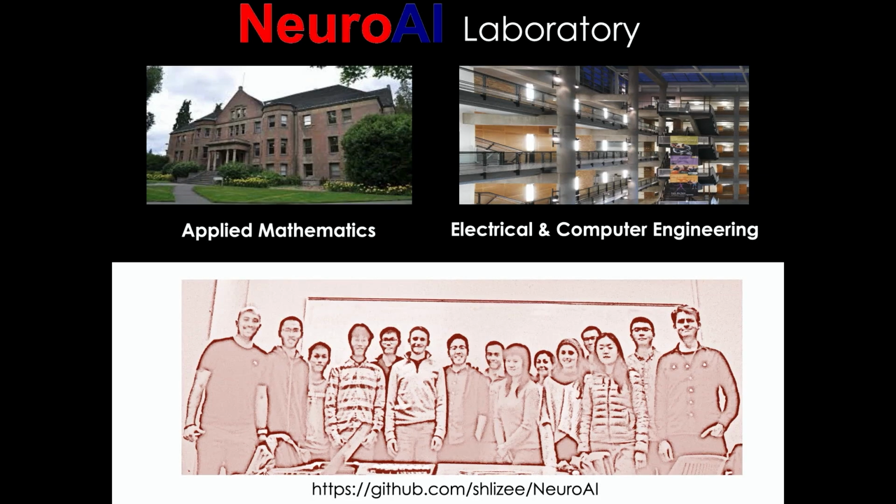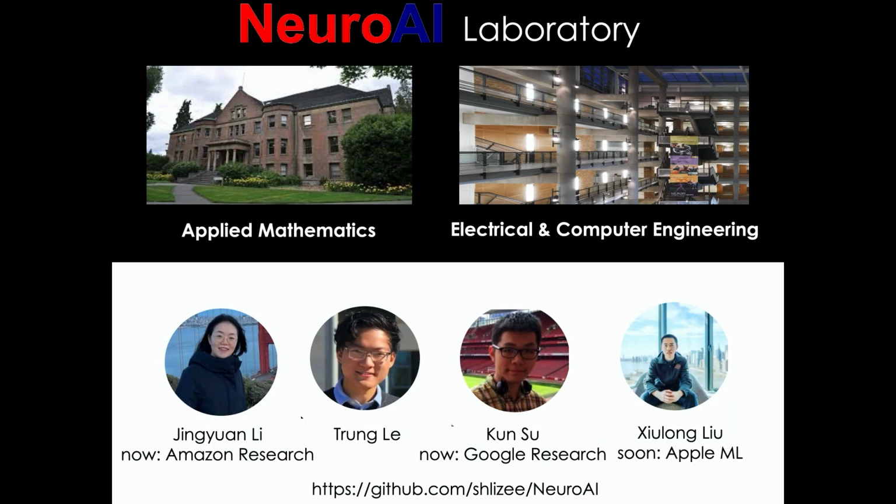Our laboratory is a joint laboratory between applied mathematics and electrical and computer engineering at the University of Washington, and I will be featuring mostly the work of PhD students in the lab. Jingyuan Li will be leading the mentee that is featured in this work. She just graduated and now joined Amazon Research. Trung Li is still in the lab. Kun Su was also involved in the work at Google Research. Xiaolong Liu is joining Apple ML soon.